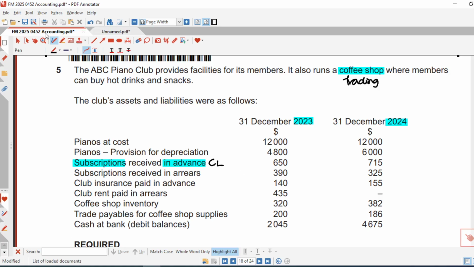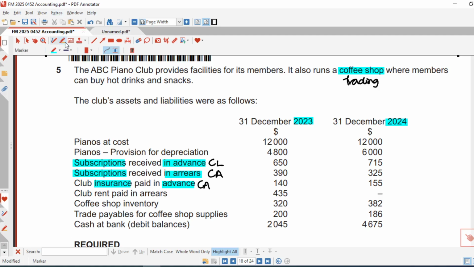Then, of course, we have subscriptions in arrears. Arrears means they are owing you the subscriptions. You have the rights to collect the money from these people. So these are your current assets. Right, then you have club insurance paid in advance. This is your expense. When you pay for insurance in advance, this becomes your asset. You have not consumed it, but you make a payment first.